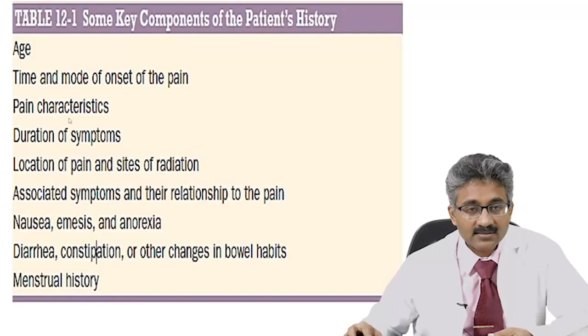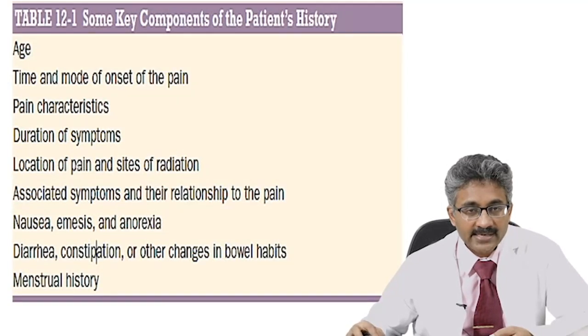Pain characteristics, the type of pain: colicky pain, or a dull, aching, constant pain of parietal peritoneal inflammation, or a colicky pain of a hollow viscus obstruction. Duration of symptoms, acute or chronic, like in say pancreatitis. Location of pain and site of radiation.